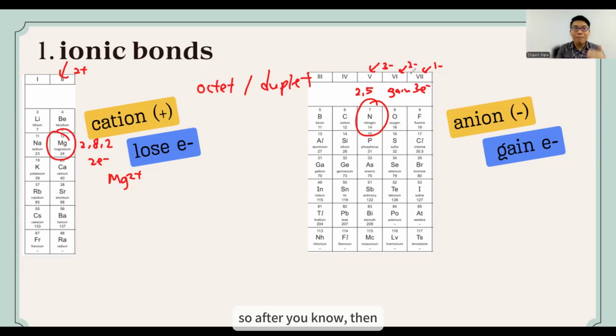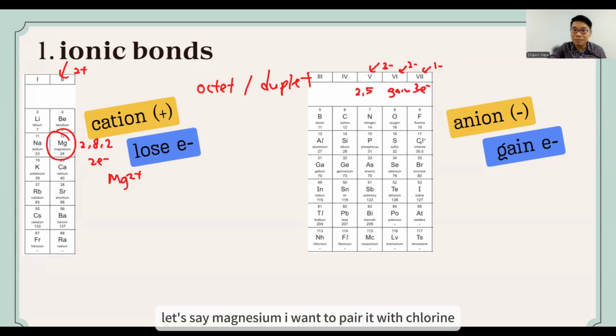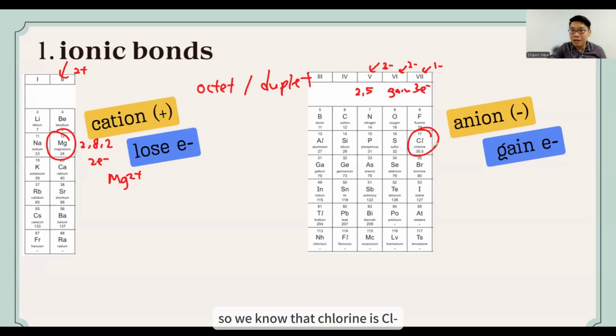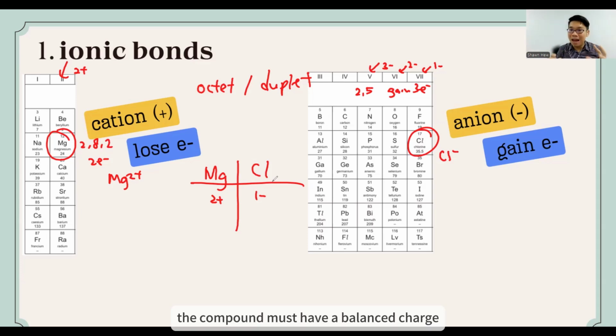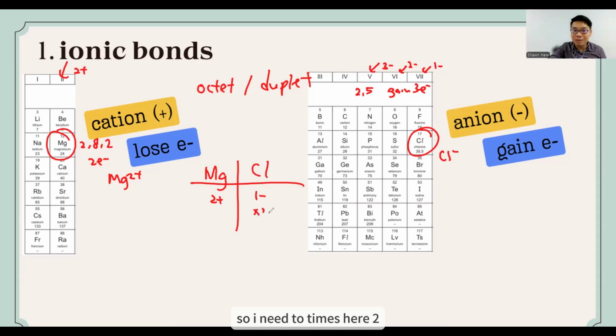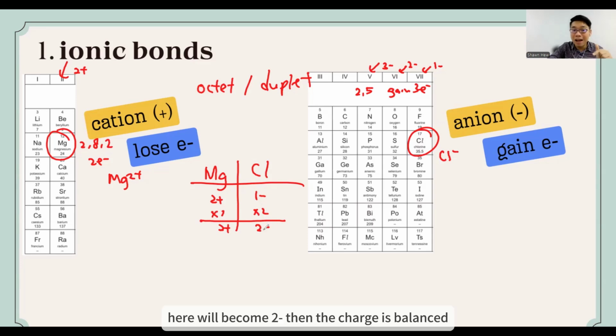After you know them, let's say it's magnesium, I want to pair it with chlorine. We know that chlorine is Cl negative. How will the compound form? We can use this method. Mg is 2 plus, Cl is 1 minus. The compound must have a balanced charge. So I need to times here 2. So here will become 2 plus, here will become 2 minus. Then the charge is balanced. So we know Mg we only need 1, but Cl we need to have 2. So that's why the compound that will form is MgCl2.